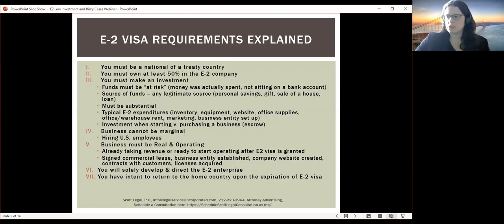When we're in the startup context, talking about typical E-2 expenditures, things like inventory, equipment, website, office supplies, warehouse, rent, this is really going to depend on the type of business that you're starting. So, for example, if you're starting up a restaurant, then there are very specific expenditures that would go along with that, right? You're going to need to have a space for that restaurant. You're going to need to have licenses. You're going to probably need to have some amount of inventory.